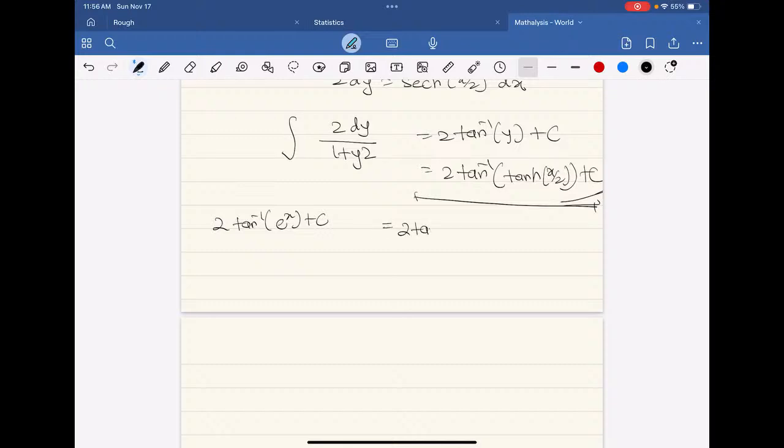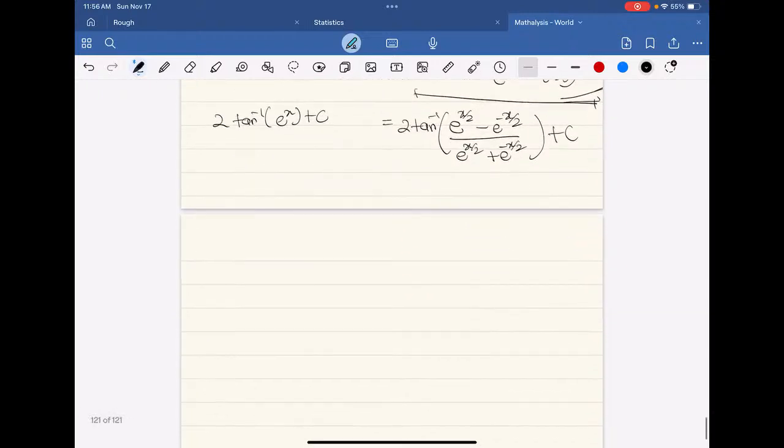So 2 tan inverse, now tanh x by 2 is e to the power x by 2 minus e to the power minus x by 2 by e to the power x by 2 plus e to the power minus x by 2, plus c, right? Now for this, what can I do? What can I actually do, huh?